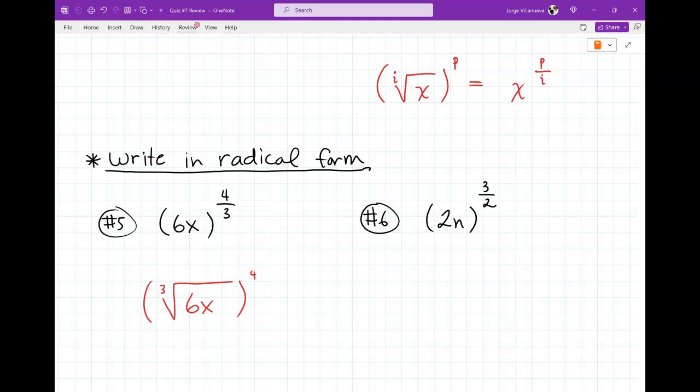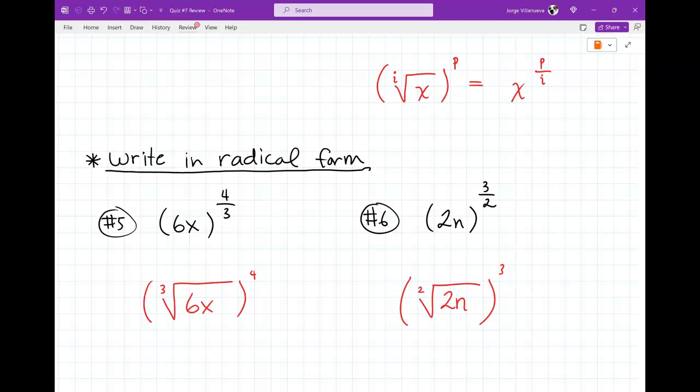Okay? For number 6, I'm going to put a radical. Put the 2n on the inside, right? Whatever's inside the parenthesis goes inside the radical. And then what do I put for my index? A 2, but do I have to write it? No, because it's a square root, right? And then this will be a 3. Now, if you do write the 2, it's okay. But usually most people don't, because it's a square root. I don't need it.